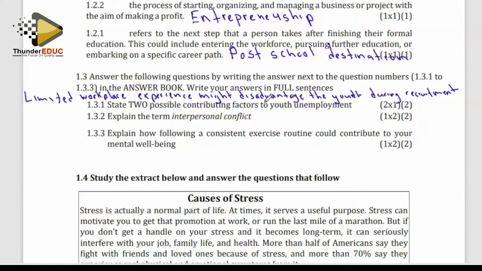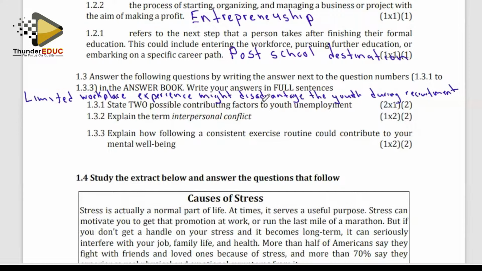So what we are saying here is that most of the youth lack workplace experience. Remember, most of them are fresh from high school. Some of them are even fresh from college. So they lack that workplace experience, which might disadvantage them during the recruitment processes. So most companies, usually when they put up advertisements for jobs, they indicate that they need a certain amount of years of experience. So limited workplace experience might disadvantage the youth during recruitment processes.